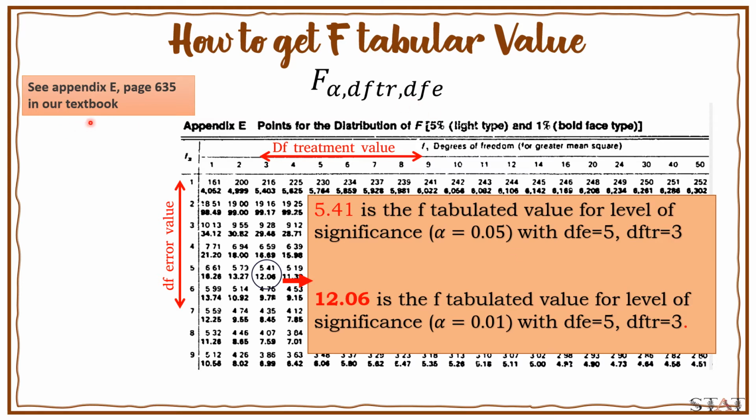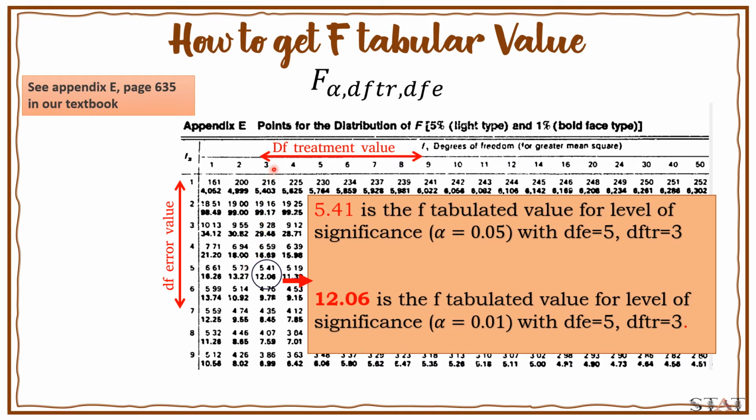So in our textbook, you can see that in Appendix E, or on page 635 in our textbook. For example, we have the level of significance of 0.01, and then our computed DF error is 5, and then DF treatment is 3. Then at 5%, we have the F tabular value of 5.41.